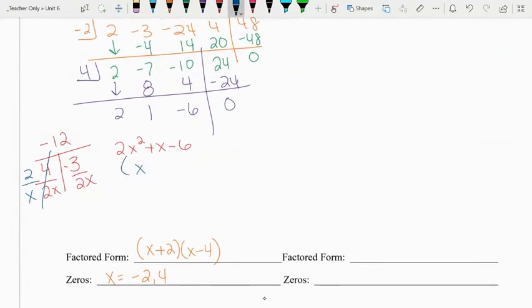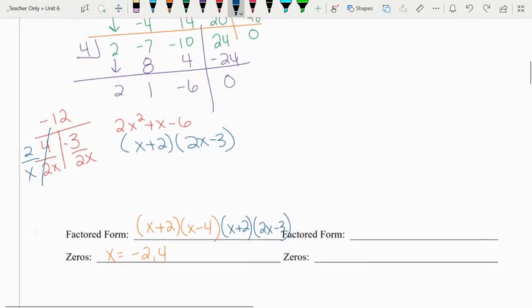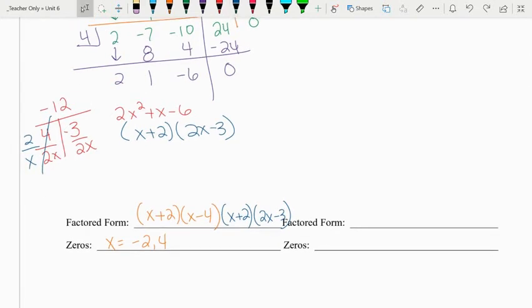So this one gives me x plus 2 and 2x minus 3. So those would be additional zeros for us. Now, yes, x plus 2 is written twice. You could write it in our final answer here as (x plus 2) squared if you want. But you do need to account for it 2 times.